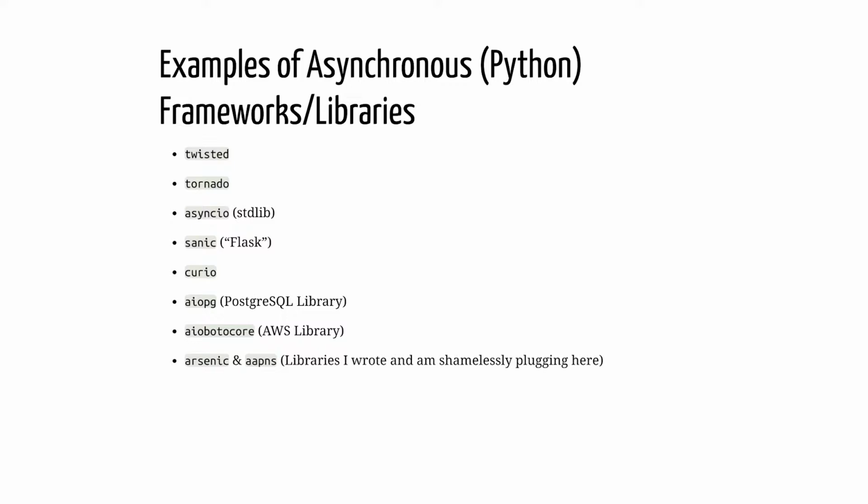And since it's me that is giving the talk, I will just shamelessly plug 2 libraries that I wrote. They're on GitHub, they're on PyPI. There's Arsenic, which is an asynchronous web browser automation tool. You might be familiar with Selenium. It's similar to Selenium, but it's asynchronous. And there's aapns if you want to talk to Apple push notification services from an asynchronous world.